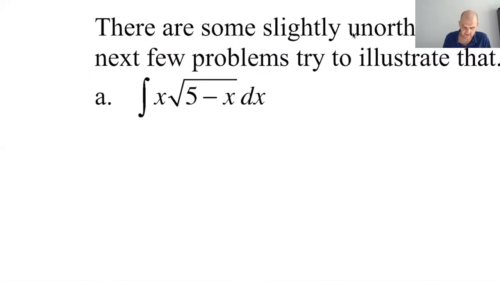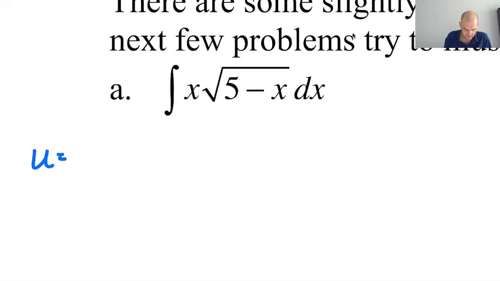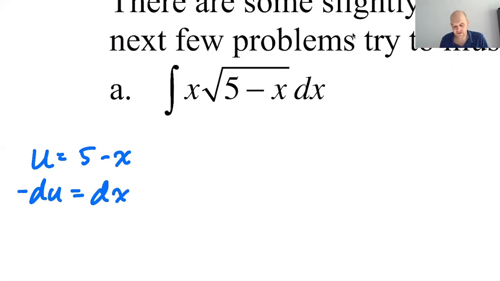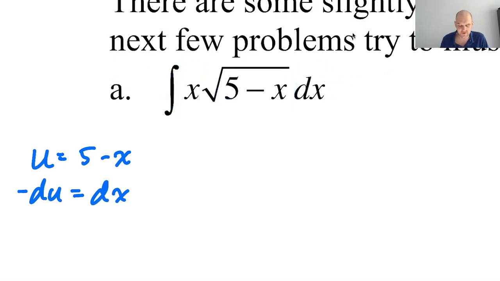I'm going to do two different approaches, so two different colors. So let's say that u is equal to 5 minus x, right? So then I know that negative du is going to equal dx. That's all good. But I need to replace x, right? So this will become u to the 1/2. This will become negative du. But what is this? You have to replace every x you see with some sort of u.